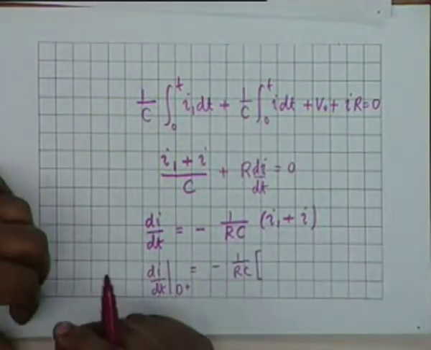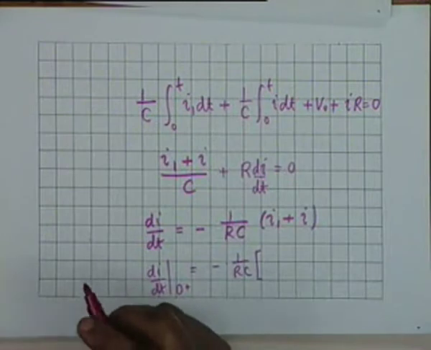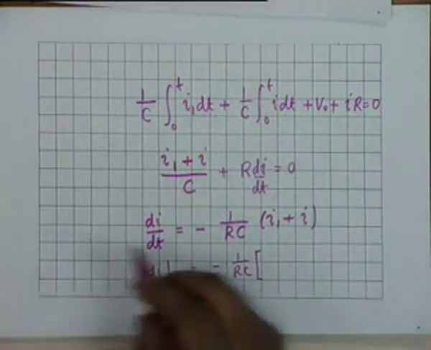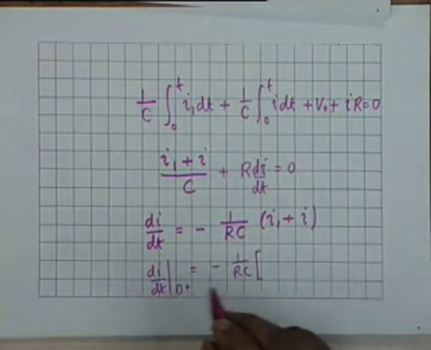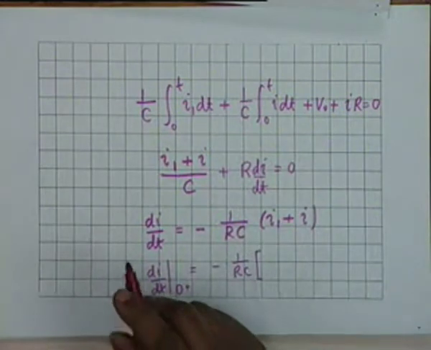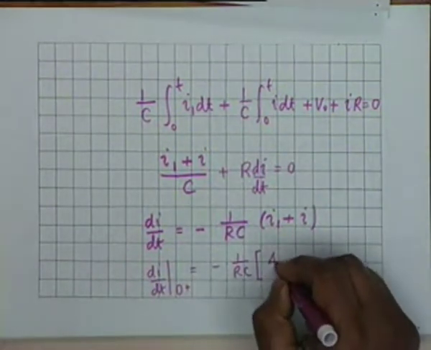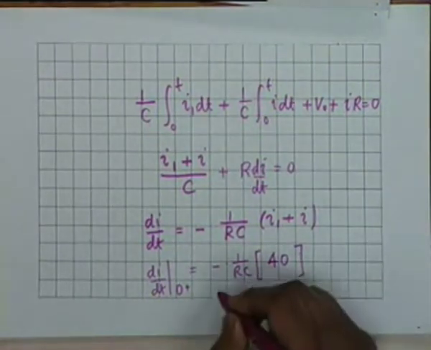Now what is I1 of 0 plus? This is same as I, because it behaved like a short circuit, and therefore this is twice I of 0 plus. And what was I of 0 plus? 20 microampere, and therefore this would be simply minus.